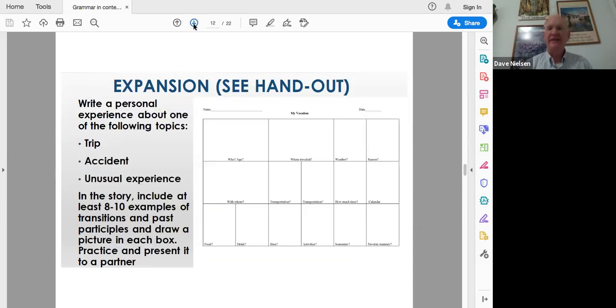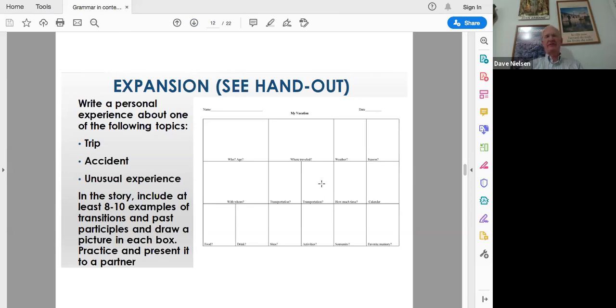An expansion activity for a story such as this is to have the students write their own personal experience about topics such as a trip that they went on that was memorable for them, an accident that they can remember, or some type of unusual experience. And in the story, they would use 5 to 10 transition words and past participles. And then I would have them draw in the boxes that fit that particular story and that topic so that they could retell the story to their partner without using the written script.